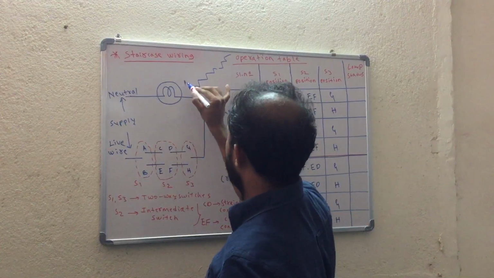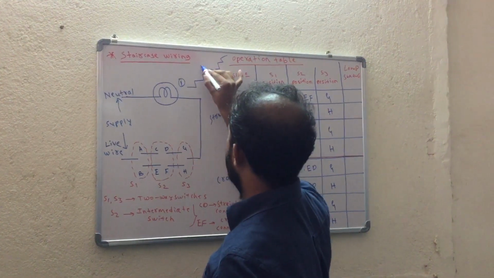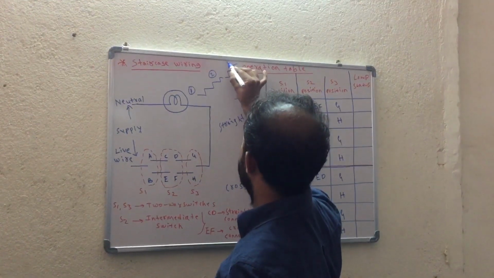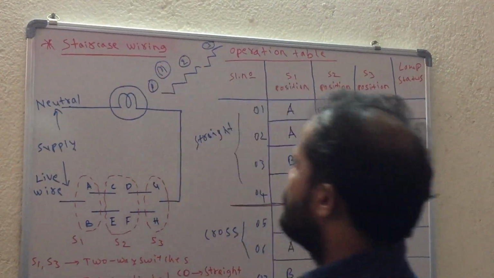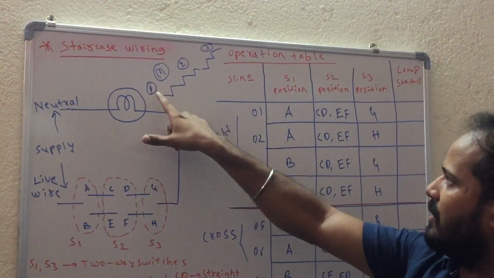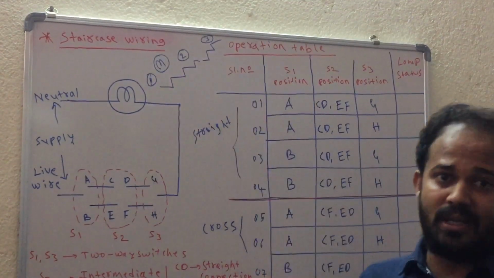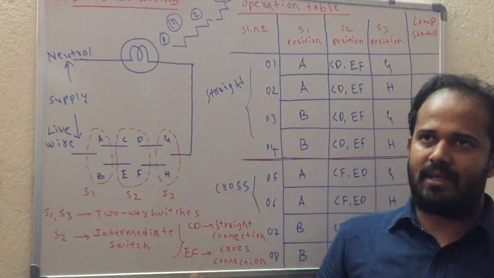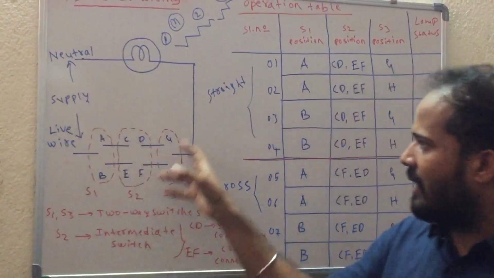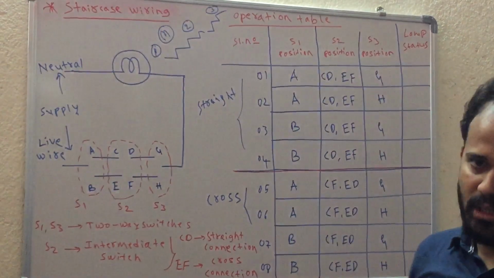think that this is the ground floor, this is the first floor, this is the second floor, and think that there is a lamp here. How this lamp can be controlled from three different places is what we call three-way control of a lamp. That can be explained neatly with the help of a diagram and operation table.